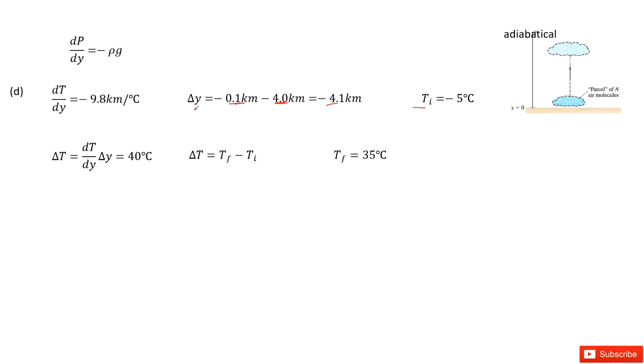Therefore, first we can find the temperature changes, right? So from this equation we can see delta T equal to this slope times delta y. Agree? Yes. And this one is given, delta y is given, so you get the temperature change is 40 centigrade. And this temperature change uses the final temperature minus initial temperature. Therefore, you can get the final temperature is 35 centigrade. Thank you.